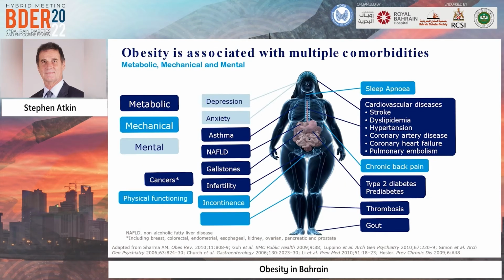And obesity is associated with multiple comorbidities. So if one looks at the metabolic factors, we've got an increase in asthma, non-alcoholic fatty liver disease, gallstones, infertility, and cancers, and an increase in cardiovascular disease, which encompasses stroke, dyslipidemia, hypertension, coronary artery disease, coronary heart disease, and pulmonary embolism, together with type 2 diabetes, pre-diabetes, thrombosis, and gout. And of course, as you put on more weight, there are mechanical factors which then add.